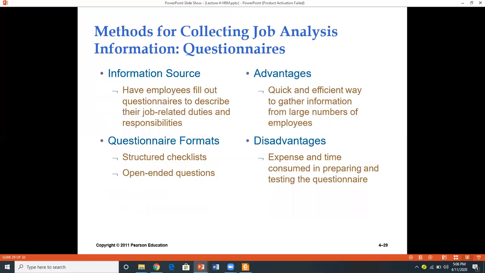Method for collecting job analysis information: questionnaires. Information source: have employees fill out questionnaires to describe their job-related duties and responsibilities. Questionnaire format: structured checklist, open-ended questions, two types of questions. The advantage is a quick and efficient way to gather information from a large number of employees. Disadvantage: the expense and time consumed in preparing and testing the questionnaires.